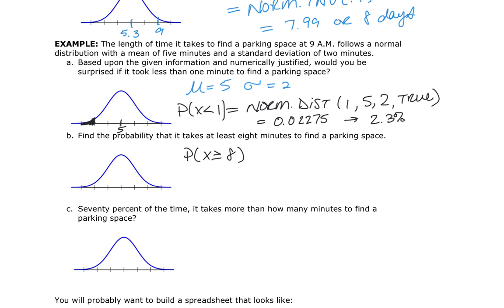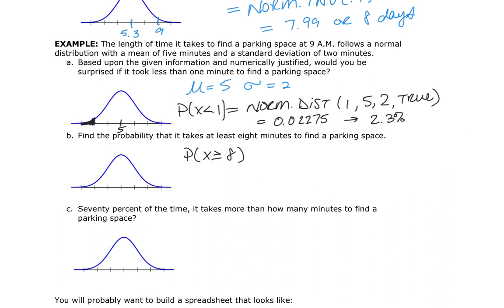So the equality part isn't really all that important. I'm going to use 1 minus the norm.dist, because remember, when I'm using the norm.dist, it's always finding the area to the left, and I need the area to the right. I need to know how long it is going to take at least 8 minutes. So here's 5. At least 8 is way up here, right? So here is 8, and I want that part. I'm going to have the 8, the 5, the 2, and then true.